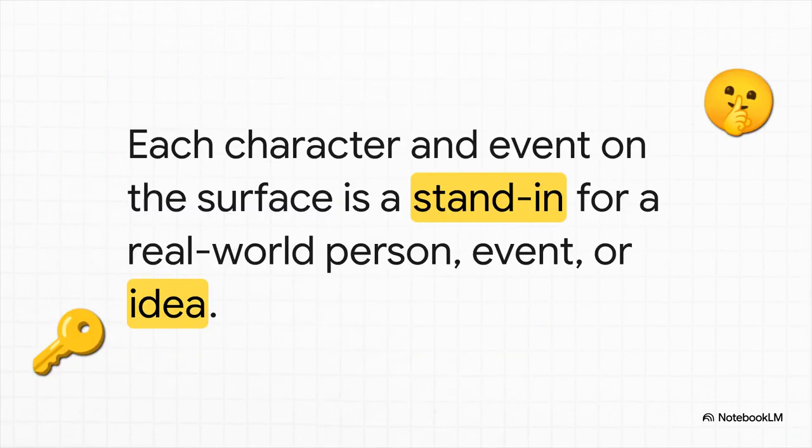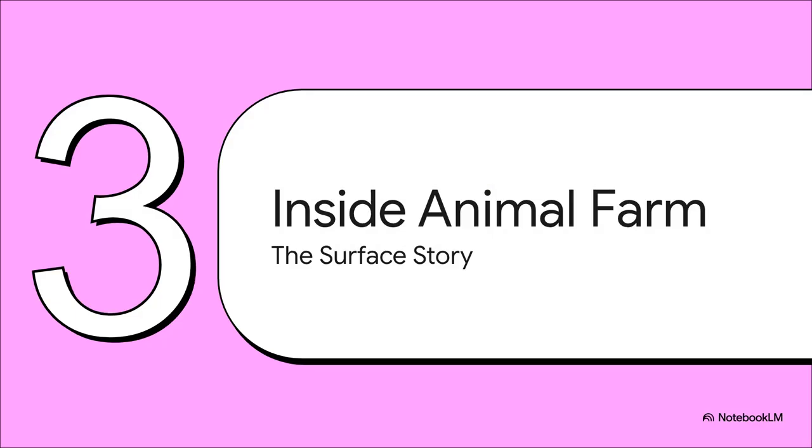The easiest way I think about it is like a literary code. Every single character, every event that happens on the surface, it's all a stand-in for a real-world person or a real-life event or a big idea. And once you know the code, the whole story just transforms right in front of your eyes. All right, to really see how this works in action, let's head back to the farm. The first step to cracking any allegory is to get a good handle on that surface story.